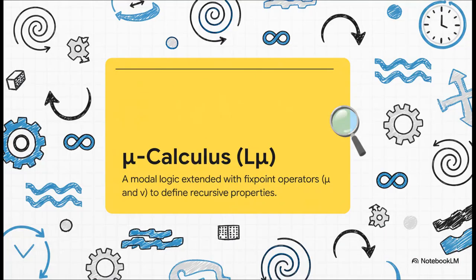So the mu calculus is what's known as a modal logic, which is a logic of possibility, what could happen versus what must happen. But it has this special extension, these things called fixed point operators, mu and nu. You can think of mu as being for things that must eventually happen, like a program successfully finishing its job, and nu is for things that must always be true, like a critical system never ever crashing. It's these operators that make it so incredibly good at describing repeating behaviors.